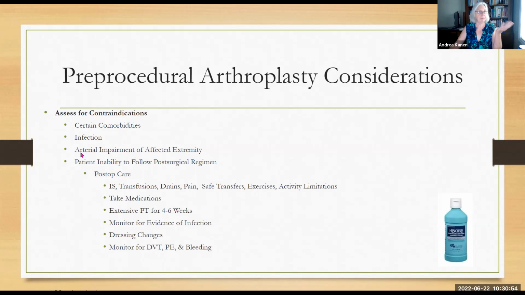There we go. Arterial impairment in that extremity. Yes. Patient inability to follow post-surgical regimen. And again, that comes to you doing that good pre-procedure assessment.